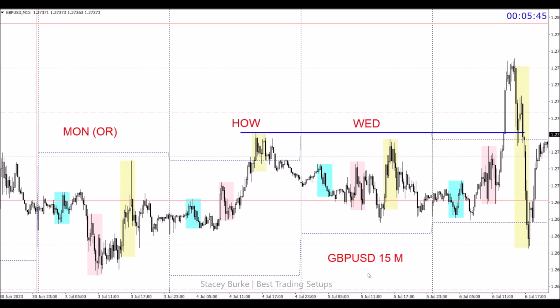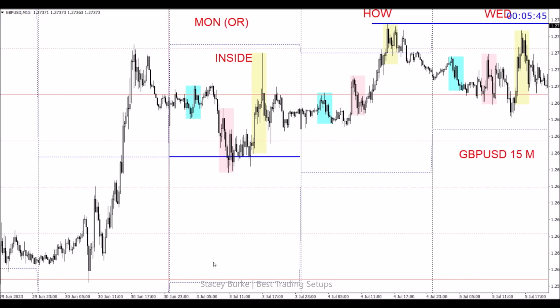British pound US dollar cross, Monday's opening range was an inside day. But you will also notice that we had a breakout on Friday, and that inside day was a pullback to the breakout level from Friday. Coming back again to understanding who is in the market.